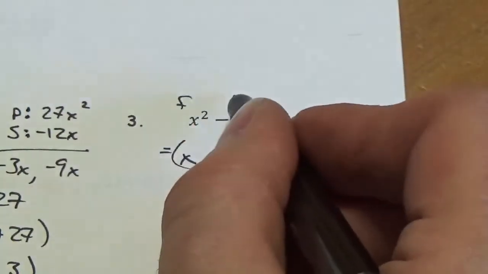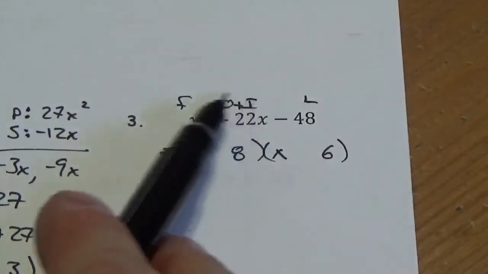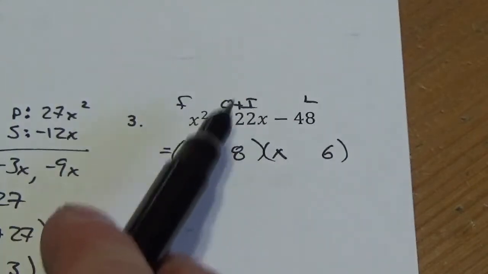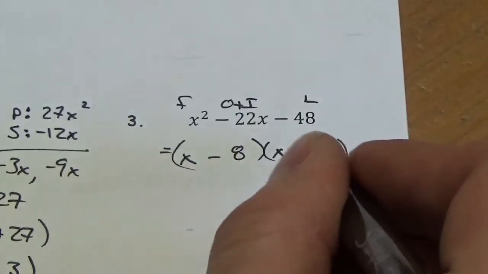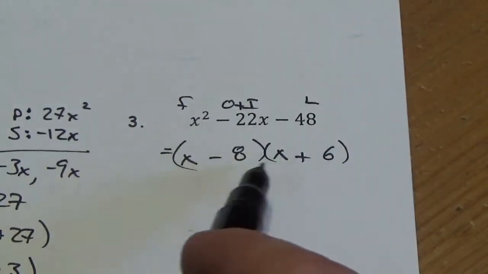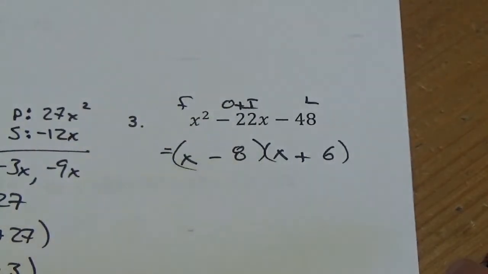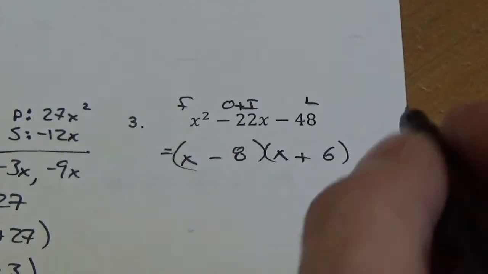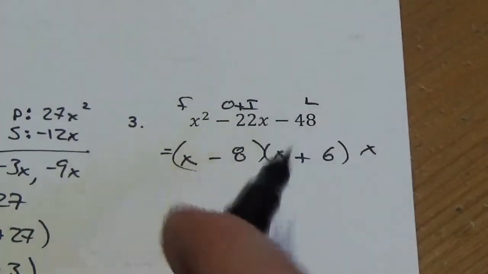Remember, this is first, outer, inner, and last. Then when I add two numbers together and I'm getting a negative result, it's got to be the bigger number that's negative. So in this case the 8 must be negative, the 6 is positive here. But when I multiply this out to check, I'm going to get 6x and negative 8x. Those combine to get negative 2x. Well, that is not it. So I've got to look for different factors of 48.